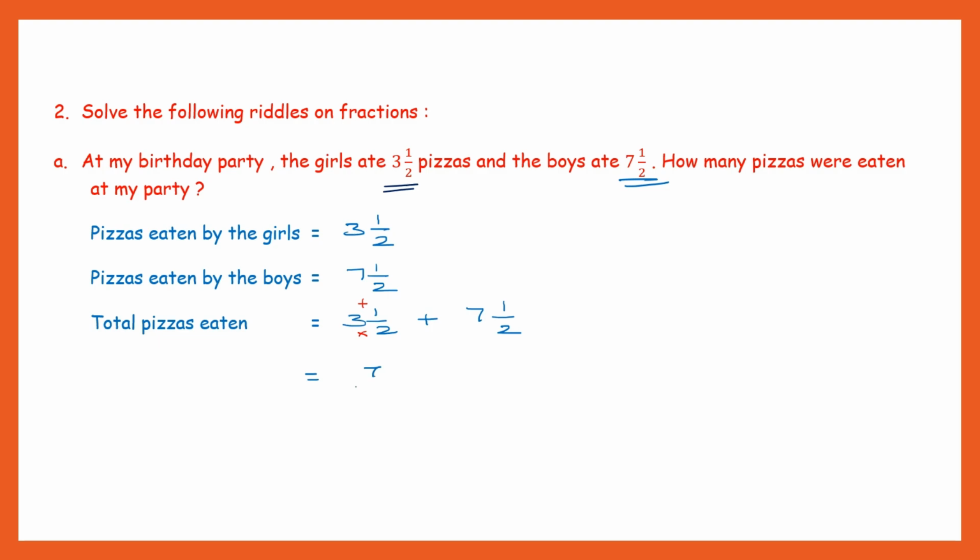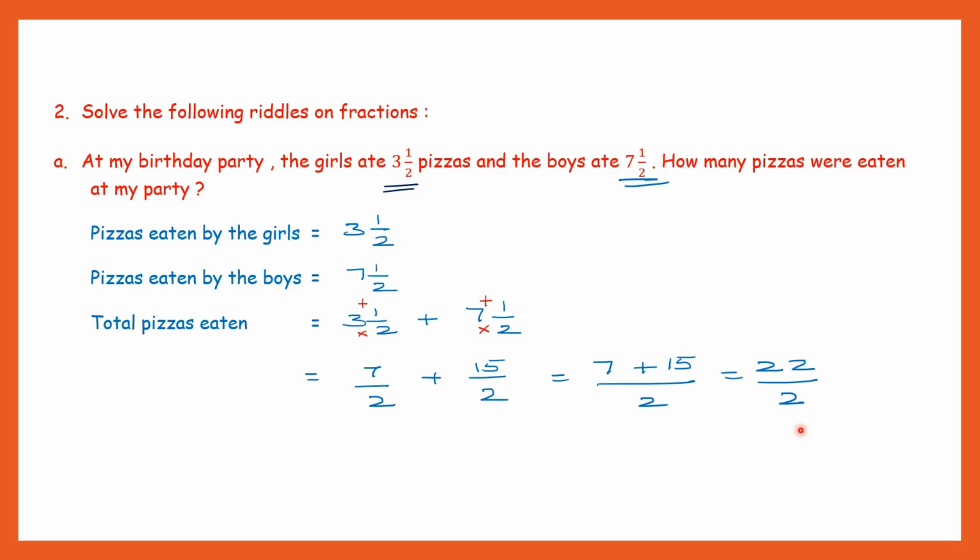So that is 7 by 2 plus, and here what do we have? 7 1 by 2. Let's convert it. 2 into 7 is 14 plus 1 is 15. So that is 15 by 2. Now we have to add up these. As you can see, they are both like fractions because denominators are the same. So we simply have to add up the numerators. So this is 7 plus 15 by 2. 7 plus 15 is 22. 22 by 2.